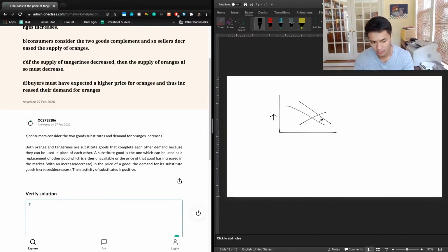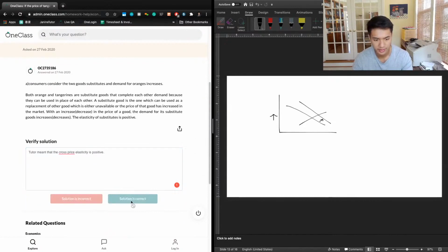So I think what they mean is that the tutor meant that the cross price elasticity is positive. But this is the correct answer.